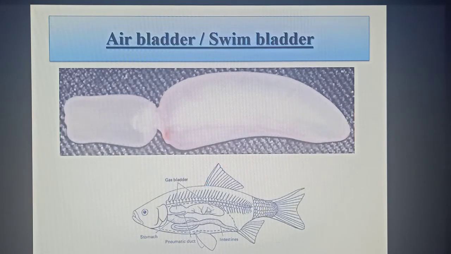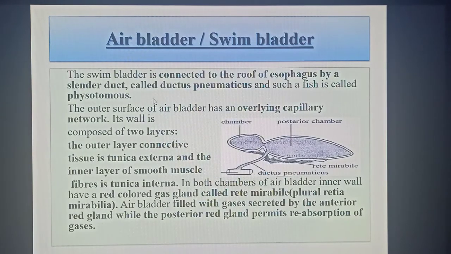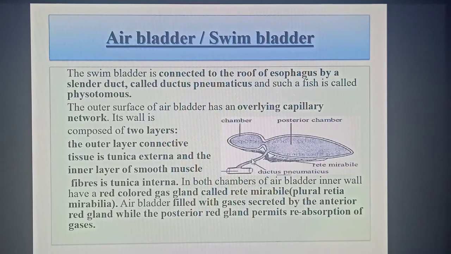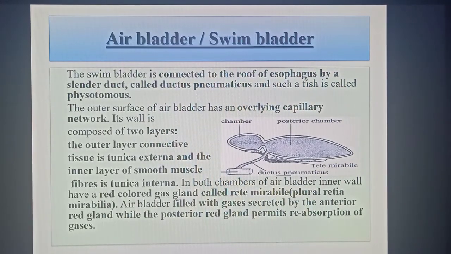And this figure shows the position of the air bladder: just beneath the vertebral column at the upper part of the alimentary canal, but outside of the coelom. The swim bladder is connected to the roof of the esophagus by a slender duct called ductus pneumaticus. Look here. If this is the esophagus, this air bladder is connected with the esophagus through a slender duct-like structure, which is called ductus pneumaticus. The presence of ductus pneumaticus plays a very important role in the classification of fishes.